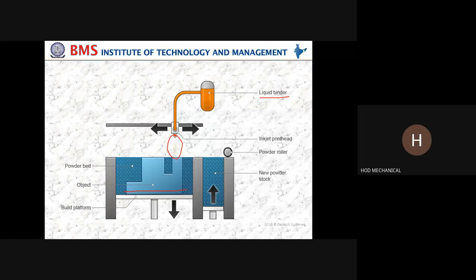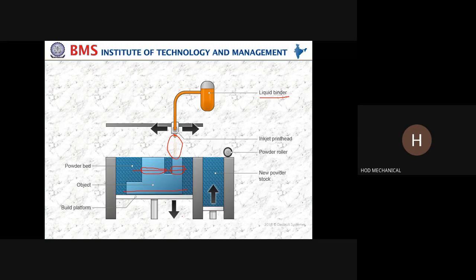Where this binder has to fall, the binder has to fall throughout on the surface. Now take this portion. The binder has to fall on this portion, and it need not fall here. So like this. This you need to understand.